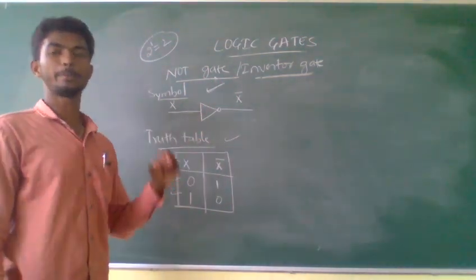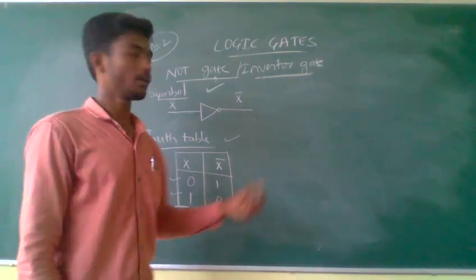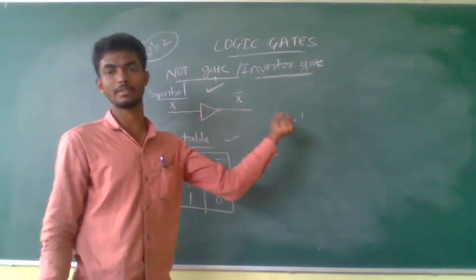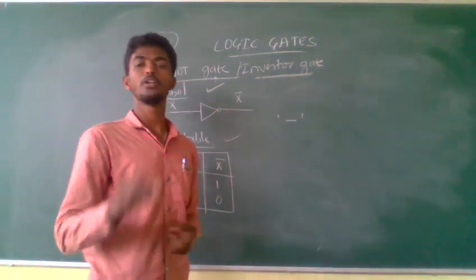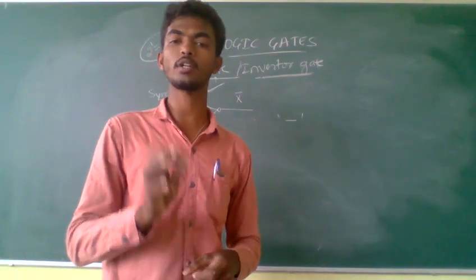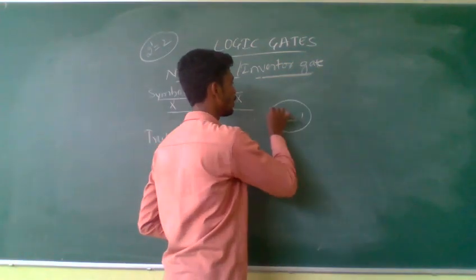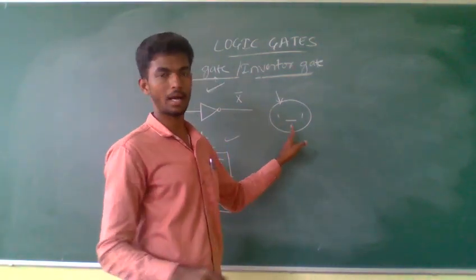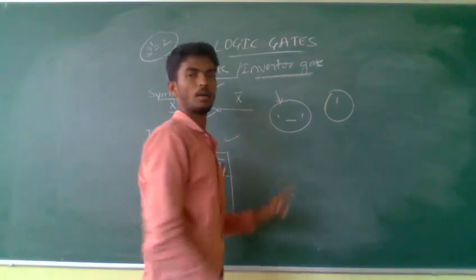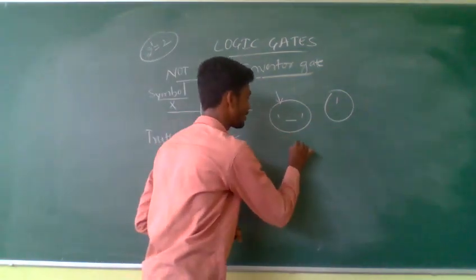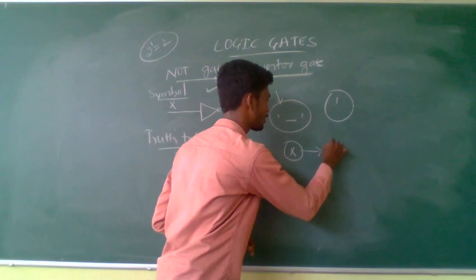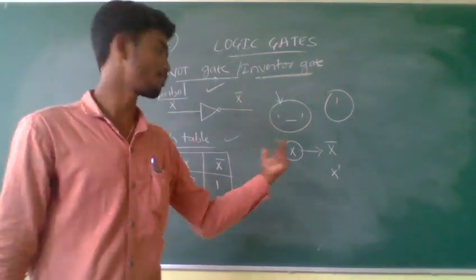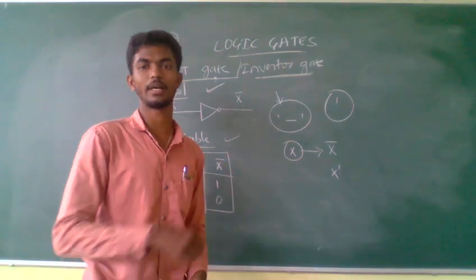To represent the output of the NOT gate, we use the bar symbol. This symbol is different and this symbol is different. When we represent the output of the NOT gate, we represent it by a bar or a complement. If X is the input, the output will be represented as X complement or X bar. Whatever symbol you prefer, you can use it for the output.